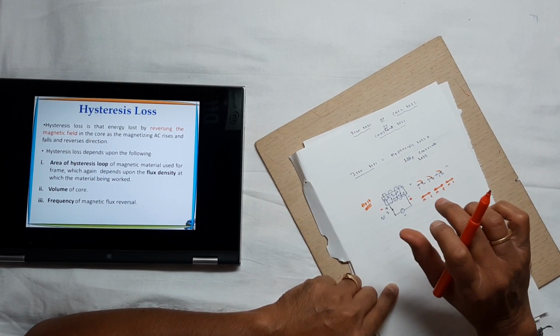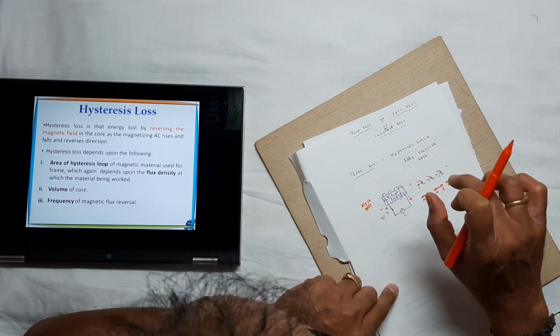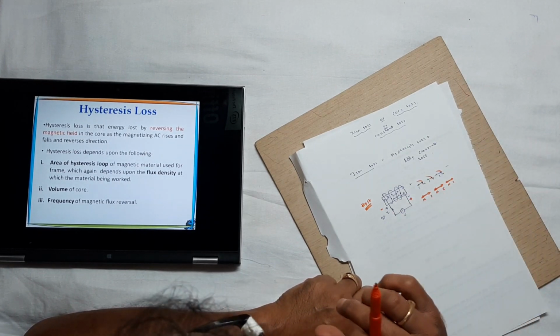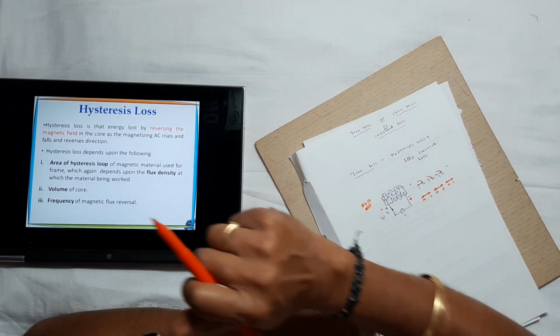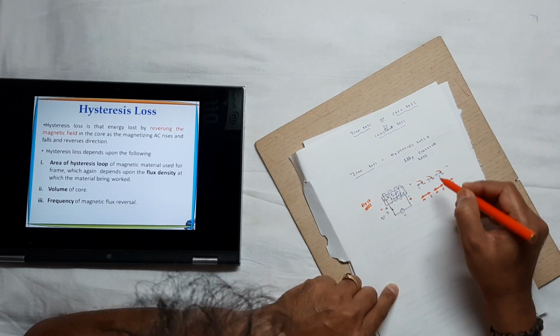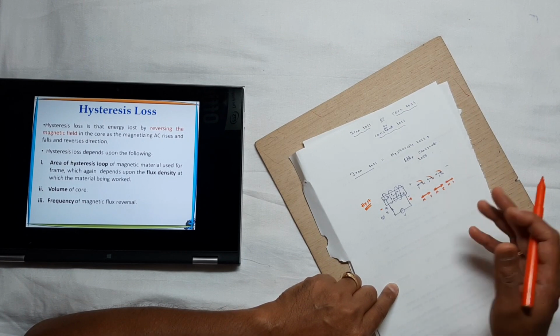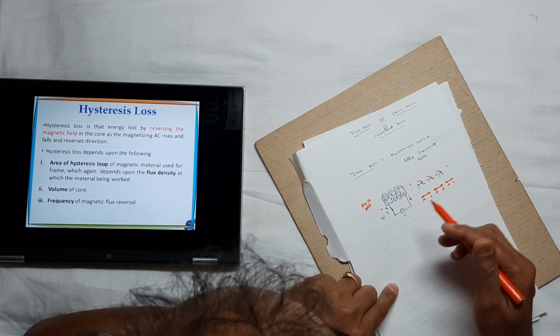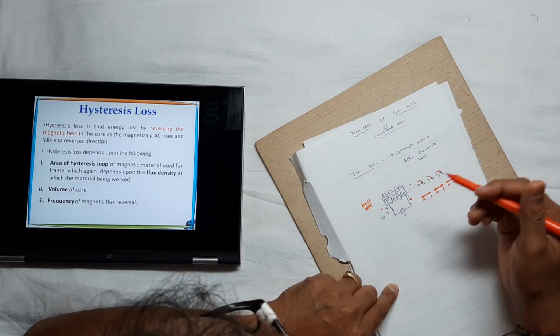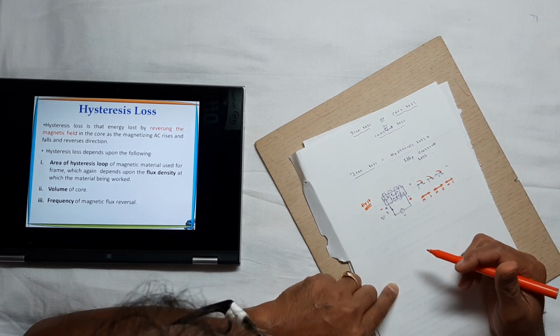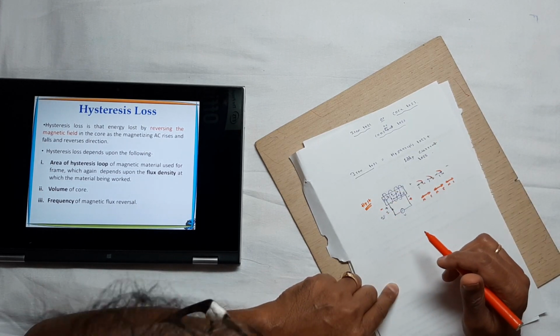If the flux density is more, it means more dipoles are there, therefore there is more hysteresis loss. Then the volume of the core. If the core of the magnetic material is more, there are more dipoles, and the friction between the dipoles is more, because the volume of the core itself is more, therefore hysteresis loss is also more.